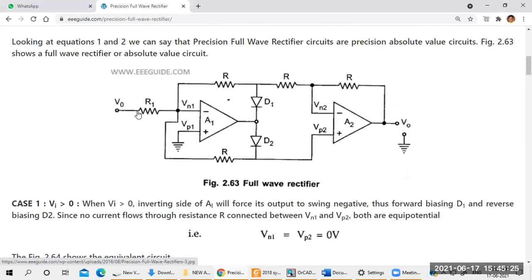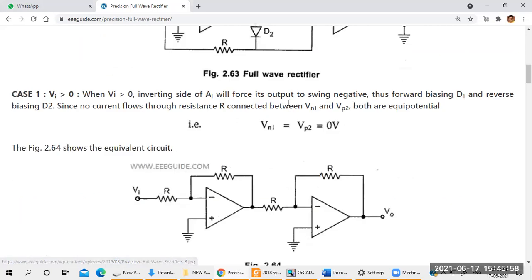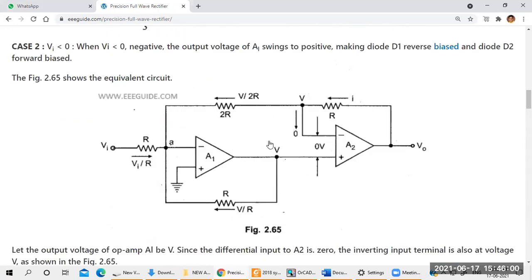Suppose you apply a negative cycle for the input. If you apply a negative cycle to this input here, what happens now? Apply negative here. What is the A1 output now? Positive. When there is a positive here, D1 is in off condition, D2 is in on condition. When D2 is on, we'll get a closed circuit from this point to this point. D1 is an open circuit, so don't neglect the elements across the D1 diode here. Same thing, write the open circuit.